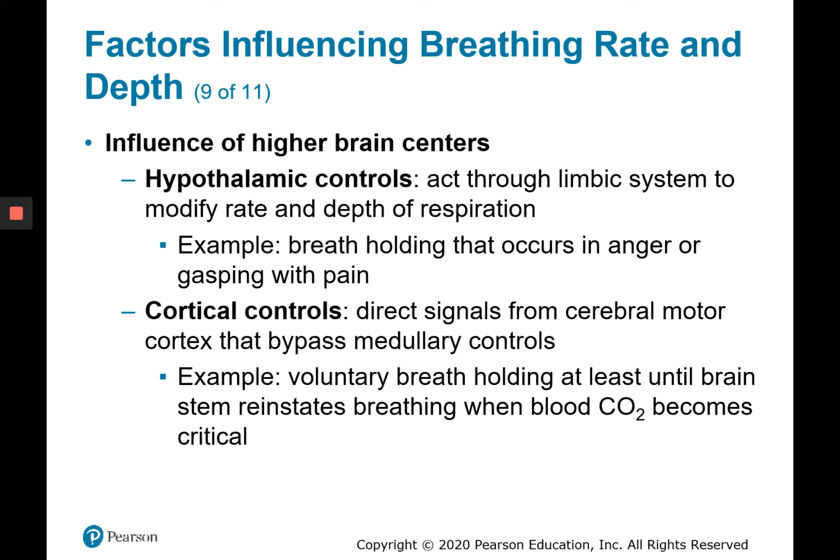The cortical controls would use direct signals that come from the gray matter, or outer part of the cerebral cortex, specifically from the motor cortex. They would bypass the brainstem respiratory centers, or bypass the medullary controls, and they would go straight to the respiratory muscles, including the diaphragm and the external intercostals. Cortical controls are an example of voluntary breath holding. One example would be holding your breath until CO2 builds up in your blood so much that it reinstates breathing involuntarily.